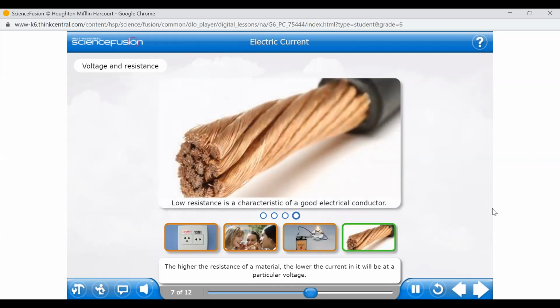The higher the resistance of a material, the lower the current in it will be at a particular voltage. Good electrical conductors, such as the copper wire seen here, have a low resistance, so electric charges move through copper very easily at a given voltage. Iron has greater resistance, so electric charges do not move through iron as easily as they move through copper at the same voltage.